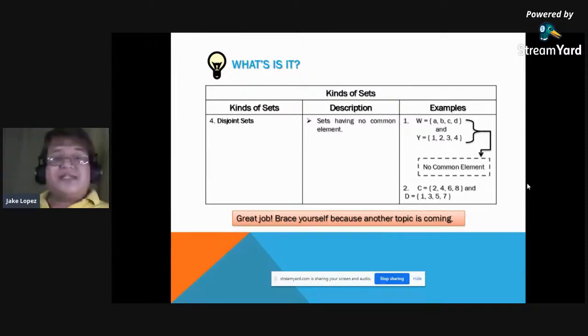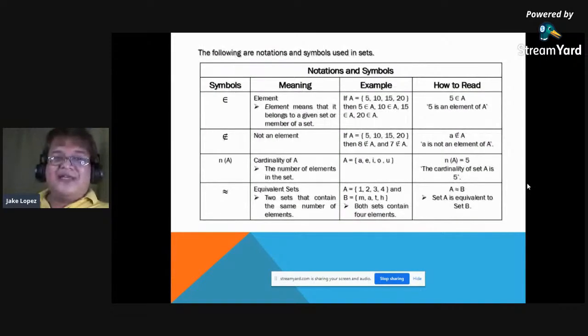So alam natin that set C is the set of even numbers, and set D is the set of odd numbers. So next topic is coming. We have the symbols and notations that we are going to use in sets.